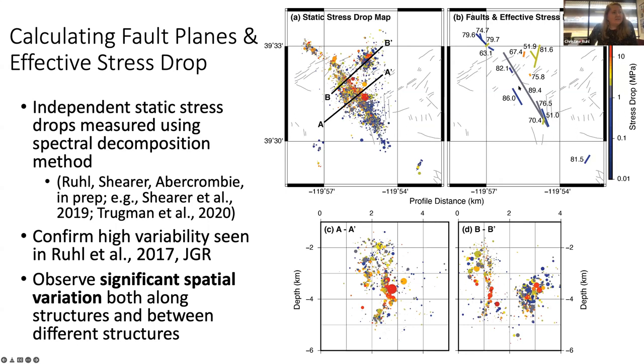So some of these ones here are dipping to the west, as you can see in the cross sections, A to A prime and B to B prime. And they're colored by stress drops. So this would imply these off-fault ones are blues, right? They're lower stress drops. And then for whatever reason, this part over here where we have our aftershocks is coming out as higher effective stress drop.